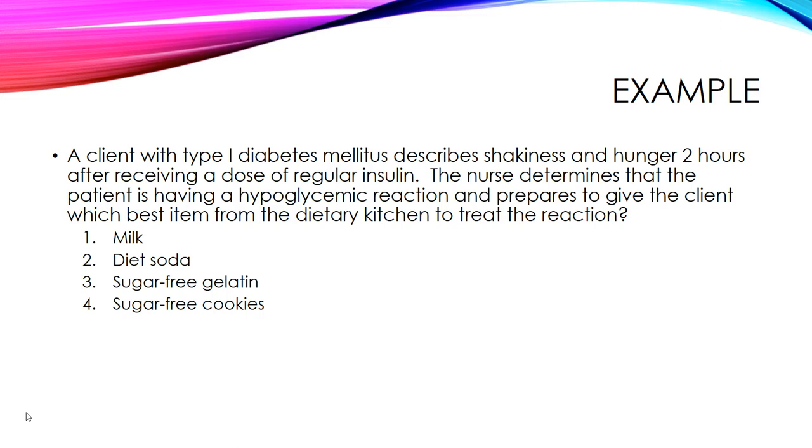So when we read our answers, we have milk, we have diet soda, we have sugar-free gelatin, and we have sugar-free cookies. So what you would do with this, if you read the answers, is recognize that diet products and sugar-free products have no sugar. So they're not going to do anything for a diabetic. Milk actually does have a decent amount of sugar in it. Milk can be used to bring that blood sugar level up.